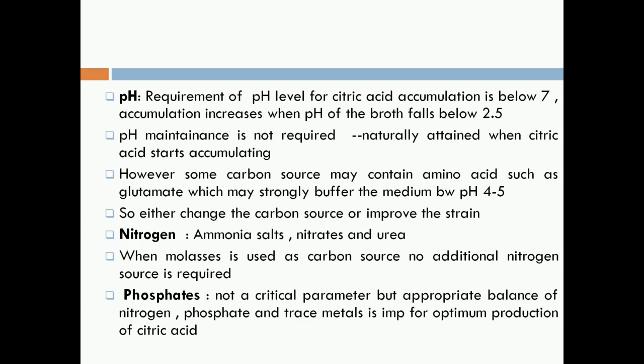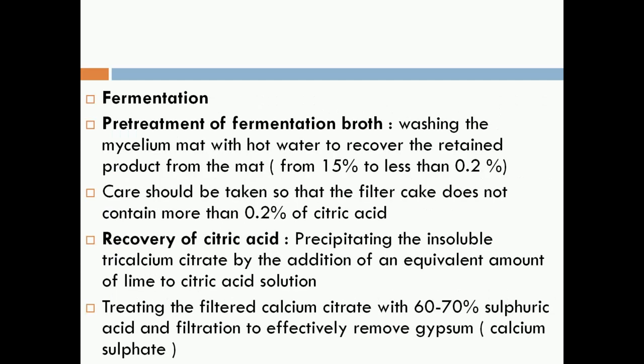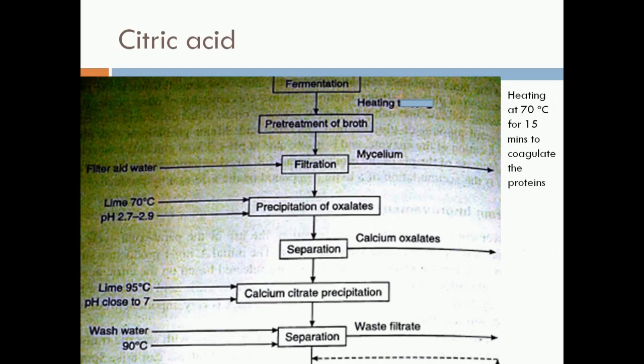Apart from pH, nitrogen source. As I told you, organisms require nitrogen for their growth. So nitrogen can be provided in the form of ammonia, nitrates, urea, etc. And phosphate is also required, but this is not a critical parameter. But carbon and nitrogen are very, very critical for the growth of the organism. So coming to the cycle, I will show you here directly.